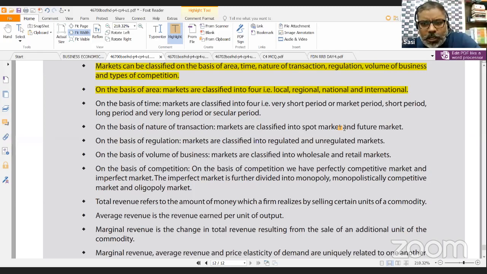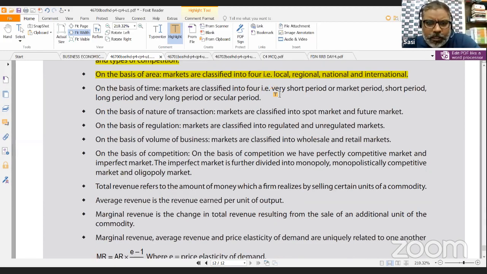National market means the all India level market. For example, in the Indian context, throughout the country, the goods and services are bought and sold. That is a national market. International market naturally represents the entire globe. This is the classification of the markets on the basis of area.